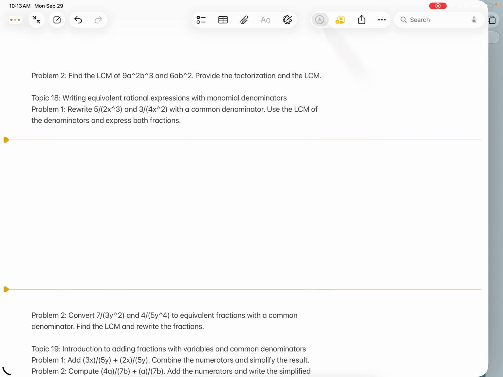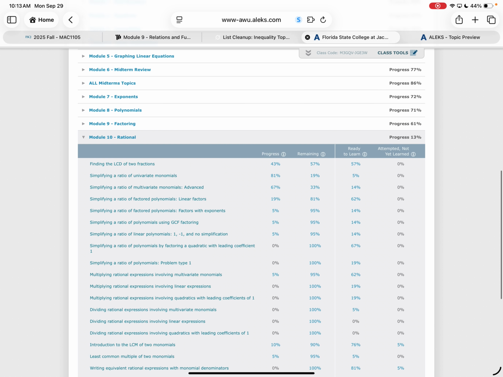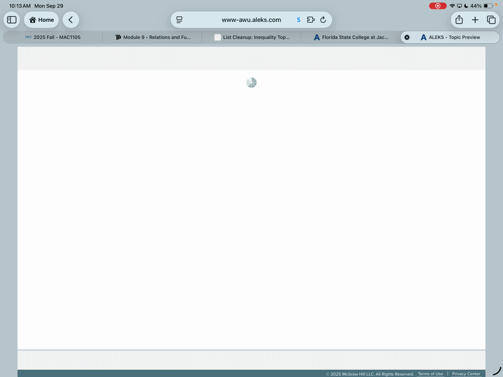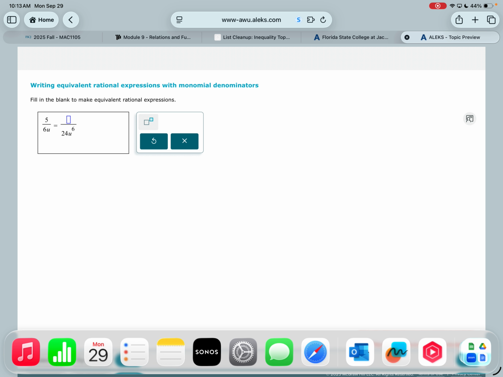All right, so one of the things you have to do with fractions is write the equivalent fraction. I'm going to pull this from Alex. Write an equivalent fraction. How do they do it? I thought so. 5 and 6u.